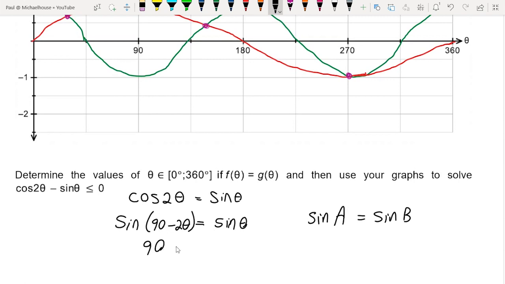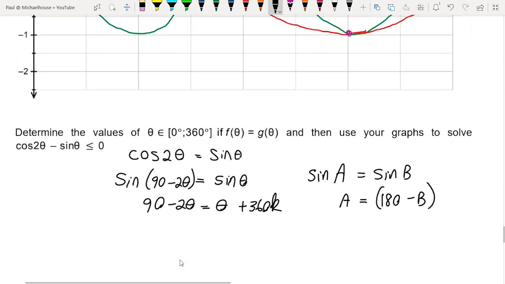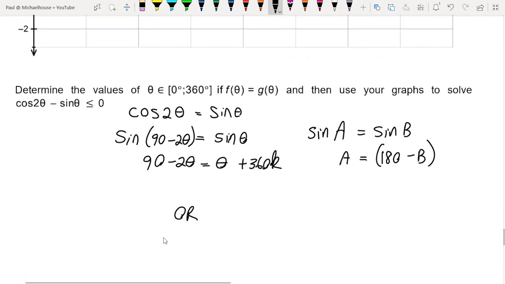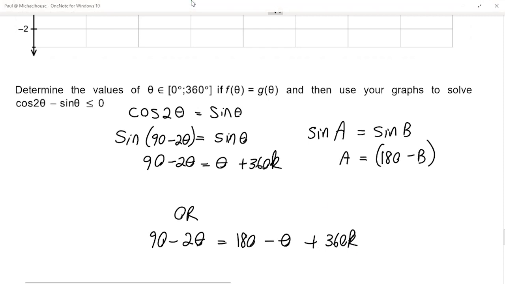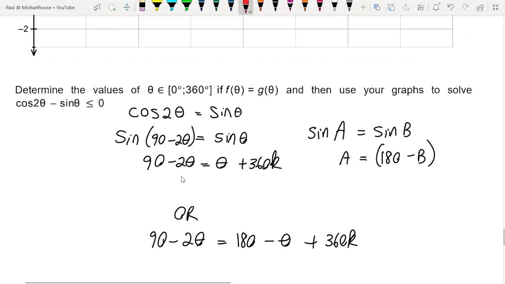In other words, 90 minus 2 theta equals theta plus 360k. But another alternative is that A could actually equal 180 minus B, because sine of 180 minus B would also be the same as sine of B. So another possibility, and I'm just going to leave a line for some working, is that 90 minus 2 theta equals 180 minus theta plus 360k. I'm going to solve both of these. I'm just going to change pen color, it might make it clearer.